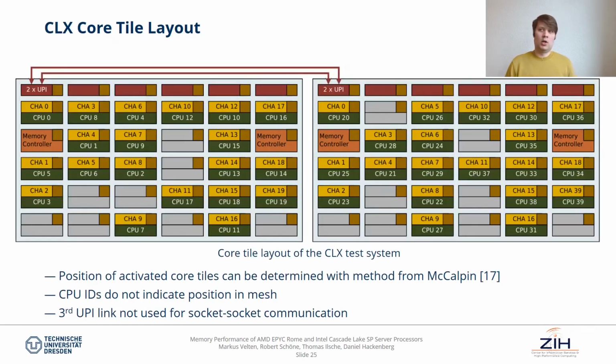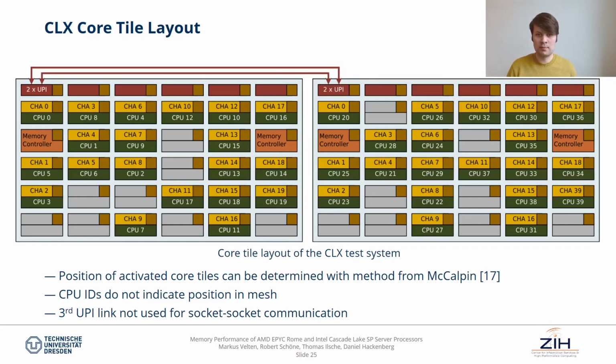So 4 cores in total gives us the highest possible bandwidth we are able to measure on a single NUMA node. We were able to analyze the quadrant layout on the Cascade Lake system. For that, we used a method introduced by McAlpin. And this allows us to determine the position of the CPU IDs as exposed to the operating system, as increasing numbers do not necessarily mean that, for instance, CPU 1 is a direct neighbor of CPU 0.